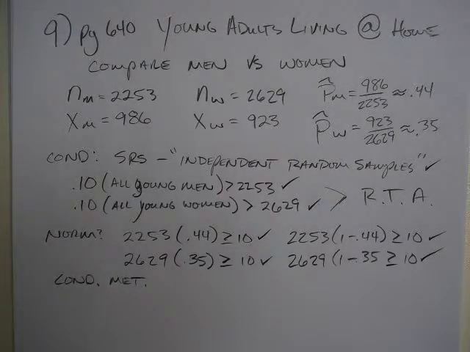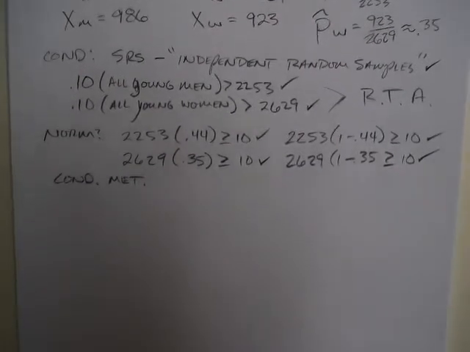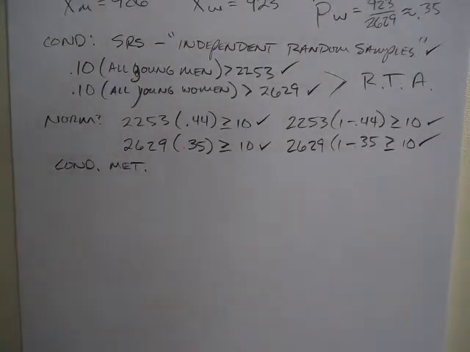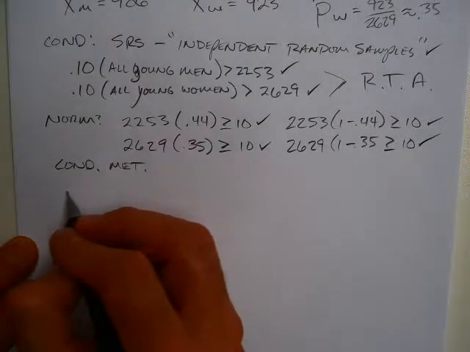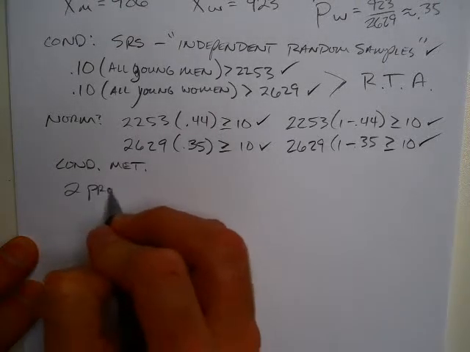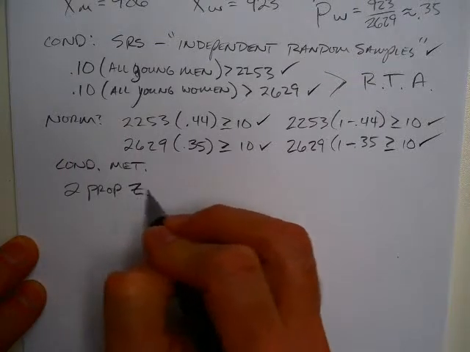Okay. The conditions oftentimes take the most amount of time. I won't lie, I think they're a pain in the butt, but we have to do it. Okay? We have to do it. All right. So, we are going to use the 2-prop z int.